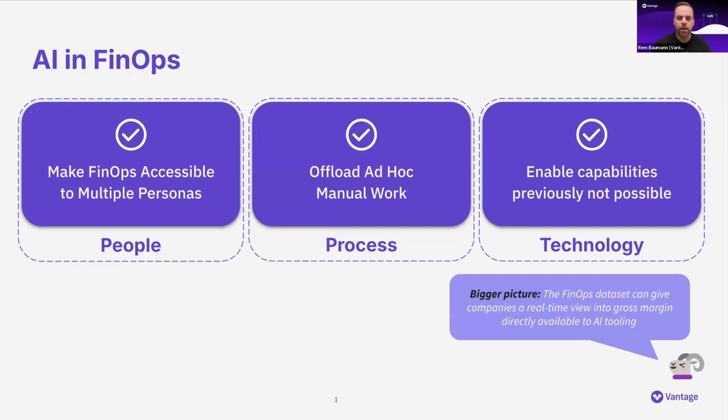If we go to the next slide, for how we've actually thought about incorporating AI into our products, we've really approached it from three different aspects. That's making FinOps accessible to multiple personas, offloading ad hoc and manual processes, and then enabling capabilities that were previously not possible. And it actually very much aligns with a lot of the foundations of the FinOps Foundation, the people, process, and technology, to actually help us align with that.